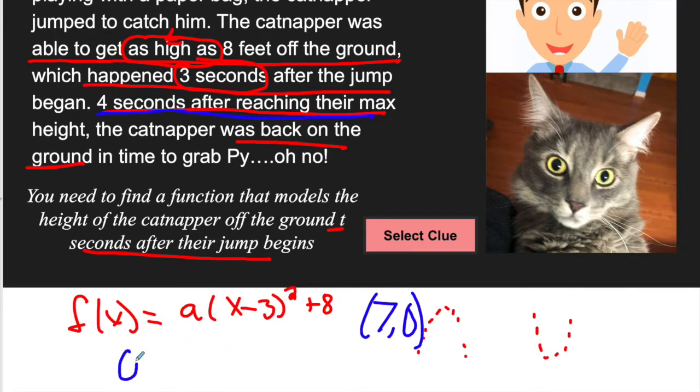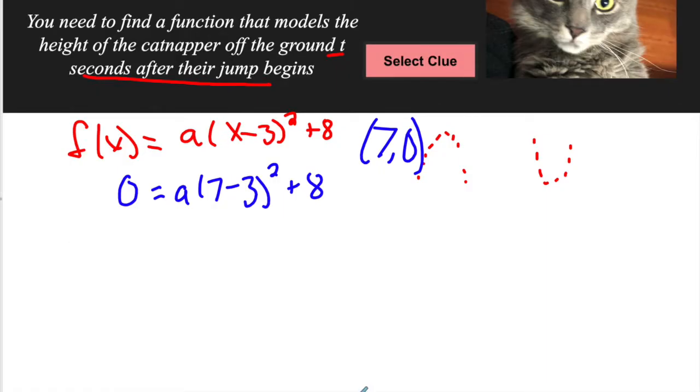Okay, so here's what I know. I'm going to set y equals 0. I'm going to go a times (7 minus 3) squared plus 8. Because what I know is that when I plug in 7, what has to come out is 0. Because that's what it means for (7, 0) to be on the graph. So one of the big takeaways that we have to take from this class into next year is that the graph of any function is just all the inputs and outputs, right? The things you plugged in and what came out, okay?